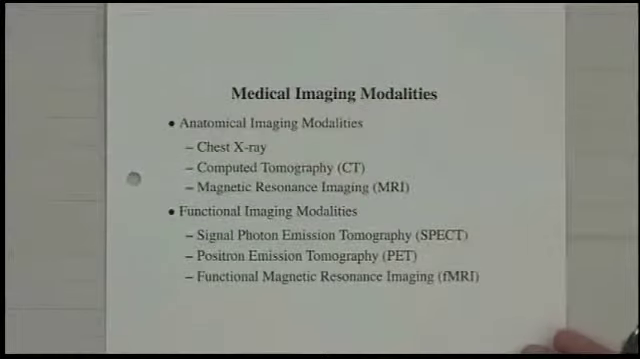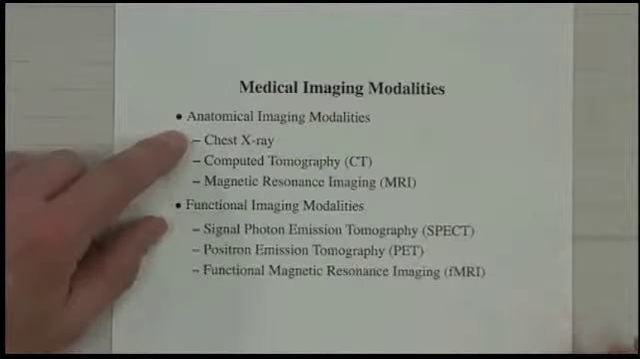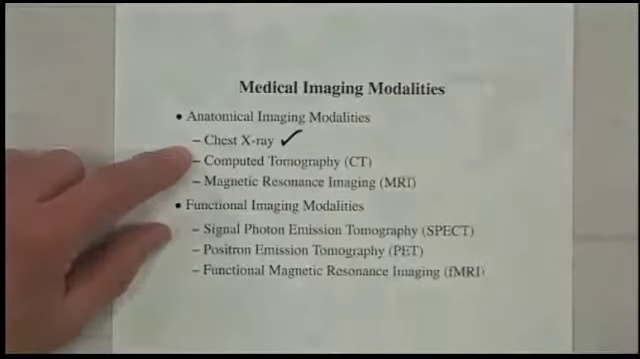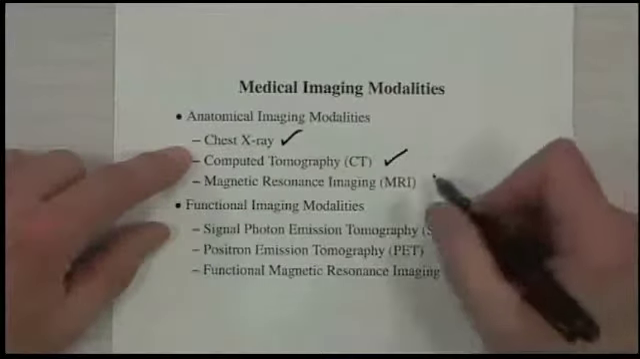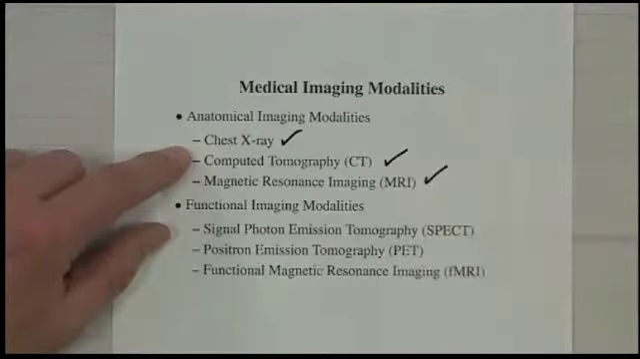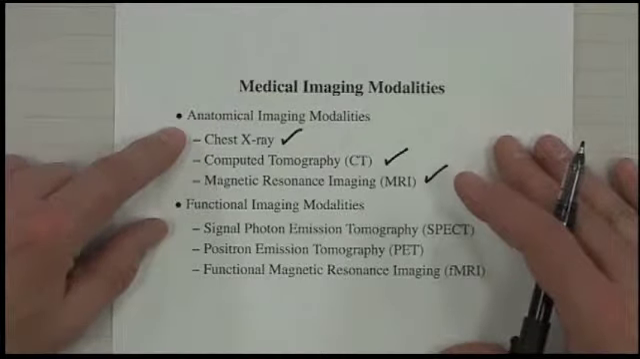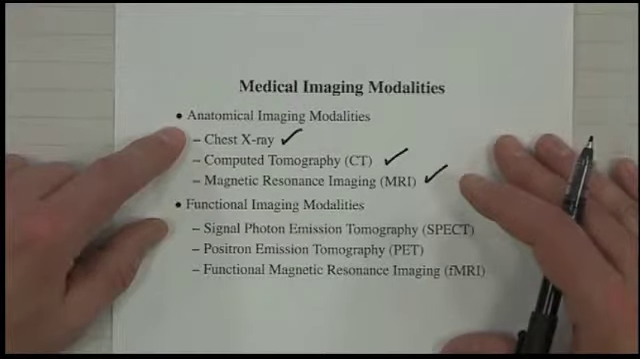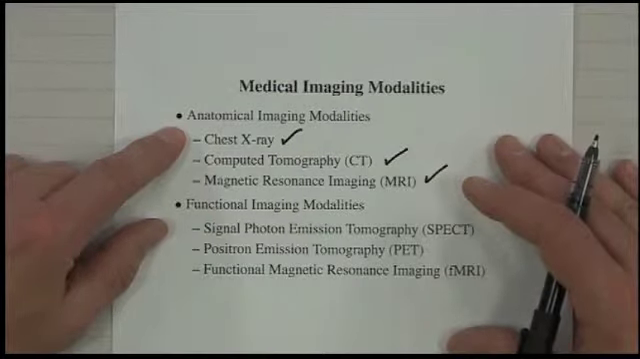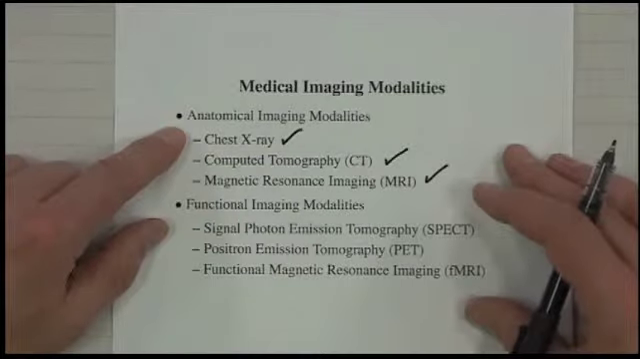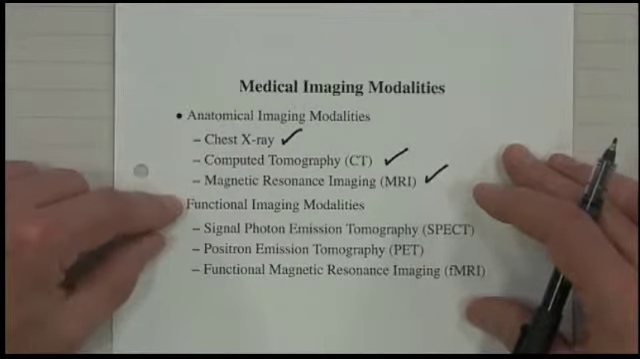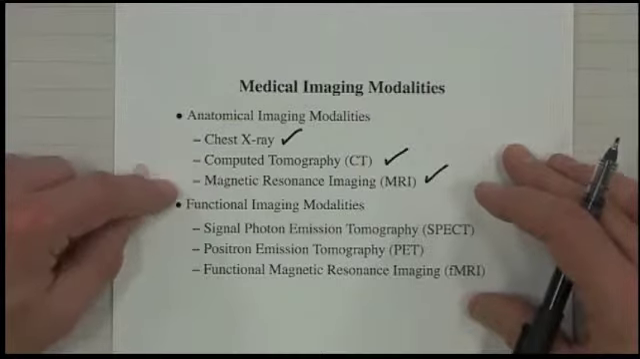So I think I talked about this. Anatomical imaging modalities: chest x-ray, I talked about that. Computed tomography, I've talked about that. And magnetic resonance imaging, I've talked about that. We're going to talk about it in a lot more detail later. These are all anatomical imaging mechanisms because they show you what the human physical form looks like. They show you the physical location, position and shape of your bones and the soft tissue and so forth. But they don't necessarily tell you what that tissue is doing.